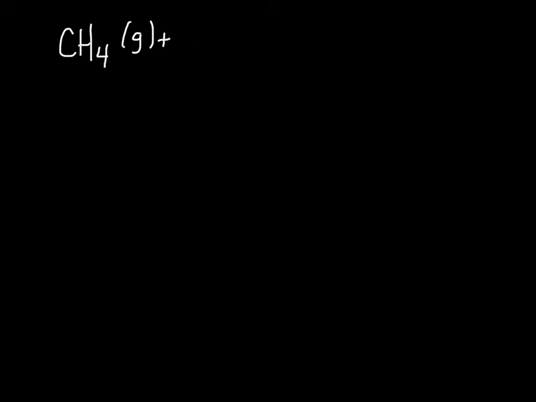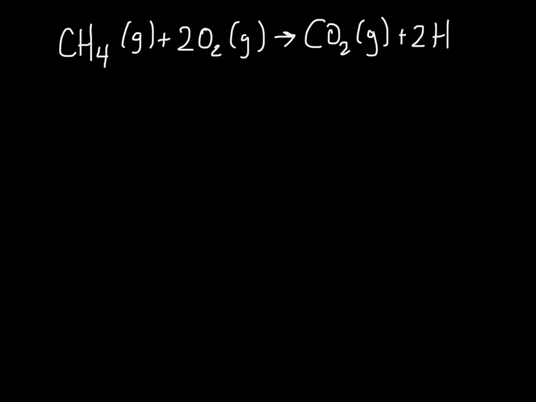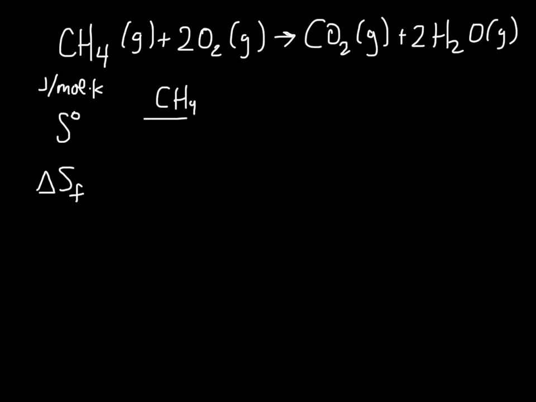So let's consider an example of the combustion reaction, again, of methane with oxygen, forming carbon dioxide and water vapor. And so we need some data for this, and so I'm going to give you both the absolute entropy and the entropy of formation, and both of these are going to have the units of joules per mole Kelvin. And I'm going to give you this for methane and for O2 and for CO2 and for H2O.